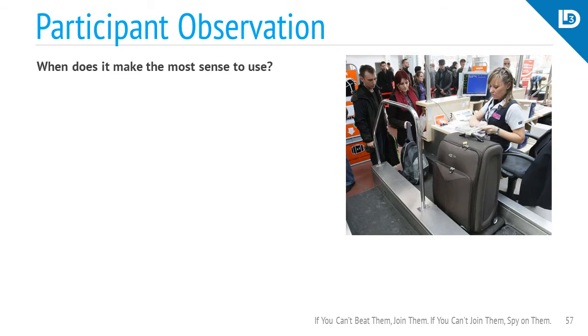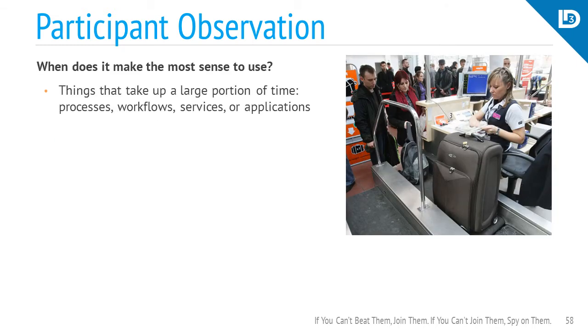So when would you use participant observation? Well, when you're studying things that take up a large portion of time, such as processes, workflows, services that are provided, or applications or tools or products that people use for a large portion of their time. You wouldn't use it to study how people do online shopping on e-commerce sites, because that's kind of an infrequent, short activity, or how people do their personal income taxes once a year. You wouldn't use it for that.